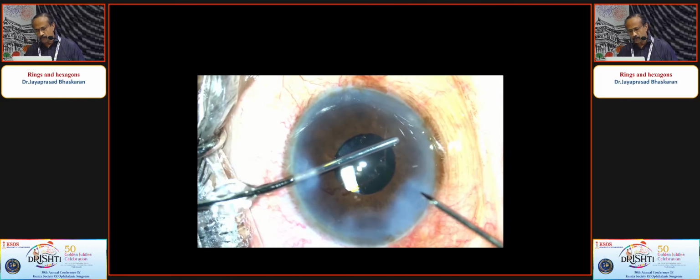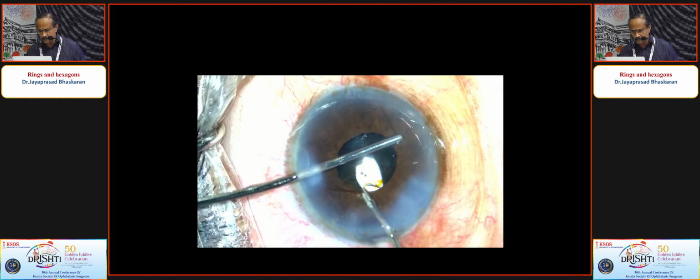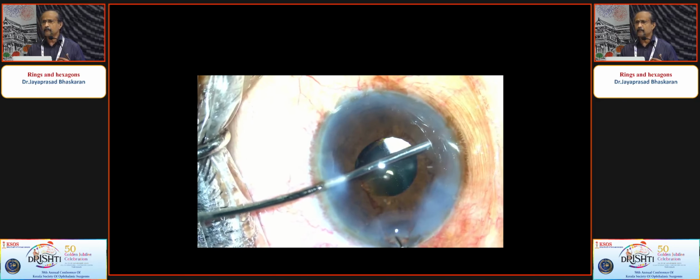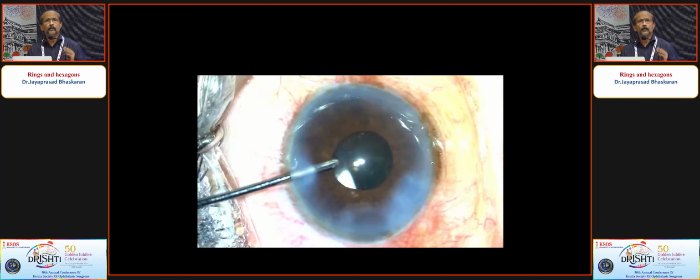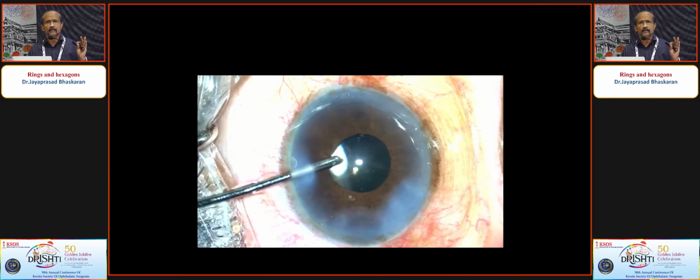Go in with your forceps. This is a 25 gauge forceps from my VIA surgeon. Catch and simply take it out. This comes out through a 1 mm incision. And you leave behind a round, nice, reacting pupil.